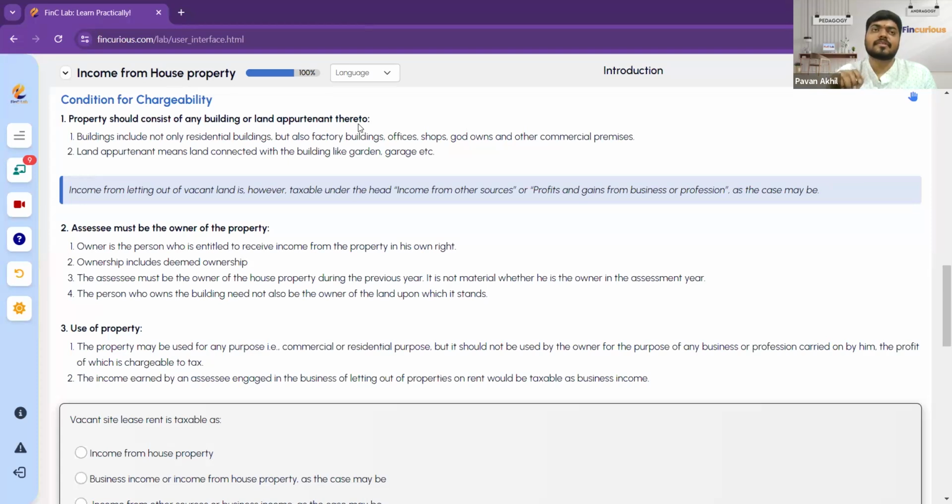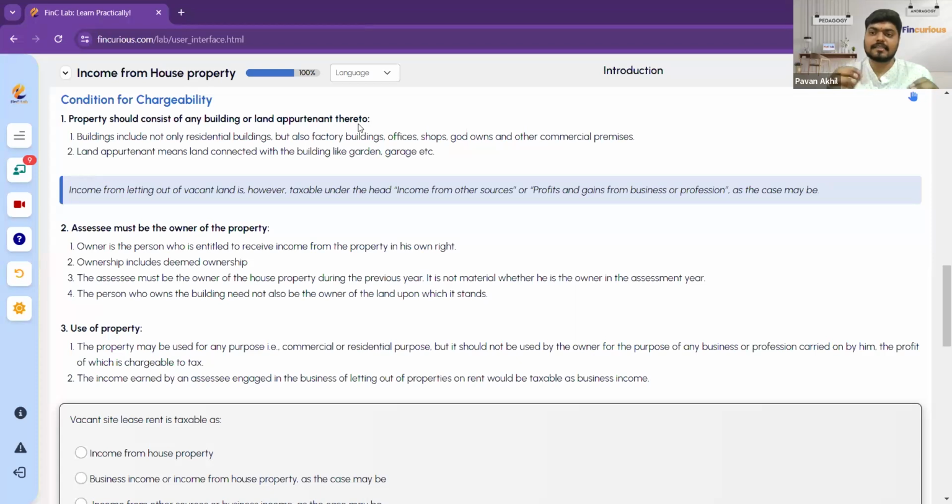Sometimes what happens? I am the assessee who is having so much income, but the land or the house property is not in my name. It is in my father's name. I cannot claim his rent. I cannot show rental income in my name. My father needs to show it in his return of income from house property. I cannot show it in my statement of income.